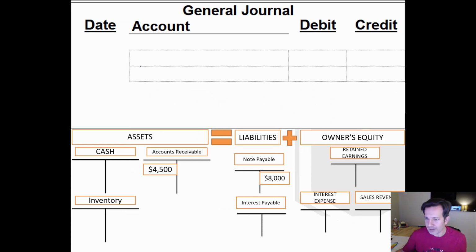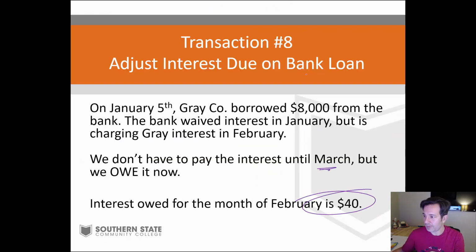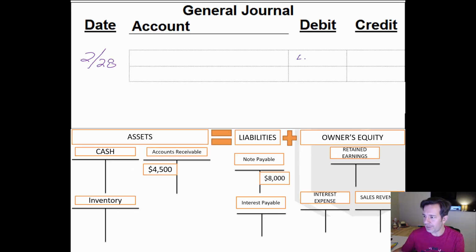So at the end of the month, $228. I'm going to make a little adjusting entry here for $40 that we owe in interest. Boom. $40. Well, what accounts are we talking about? Well, we had that expense happen in February.